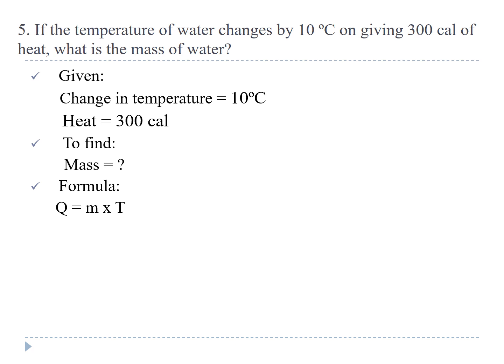Why is C not mentioned? Because the substance used is water. Water has a specific heat of 1. So no need of mention. If you want to mention, you can mention, but there's no need. So Q is equal to M into T. We are going to substitute the values given. Now here it is 300 is equal to M into 10.